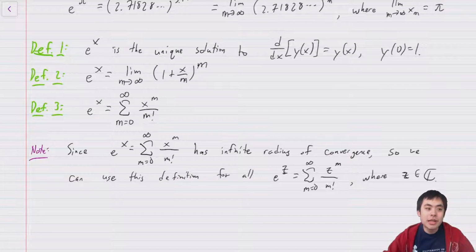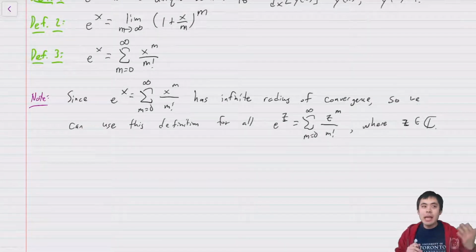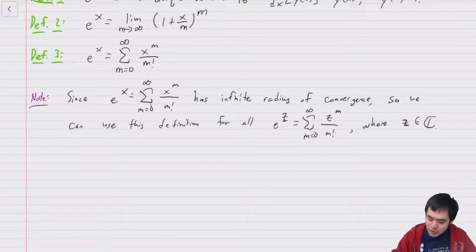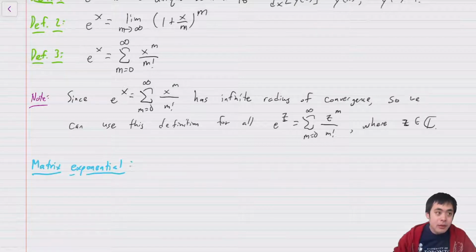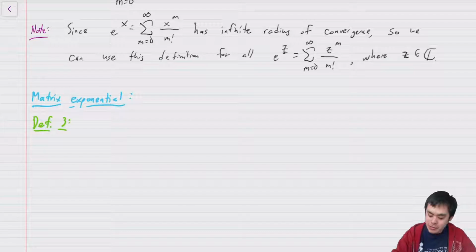Now, you notice that the nice thing about this definition is that we don't have to deal with partial powers. And so this makes it a lot easier to define the matrix exponential, because you can just drop the same definition in, and it turns out that it will work out just fine. So let's go ahead and talk about the matrix exponential. We'll start with this definition 3, though we'll see that both of the other definitions also play a role in understanding the properties of the matrix exponential.